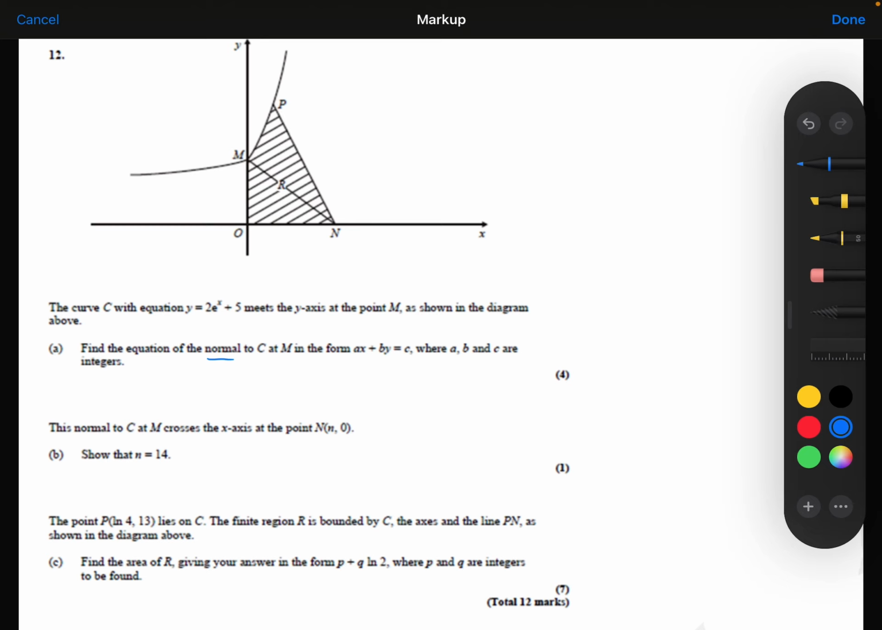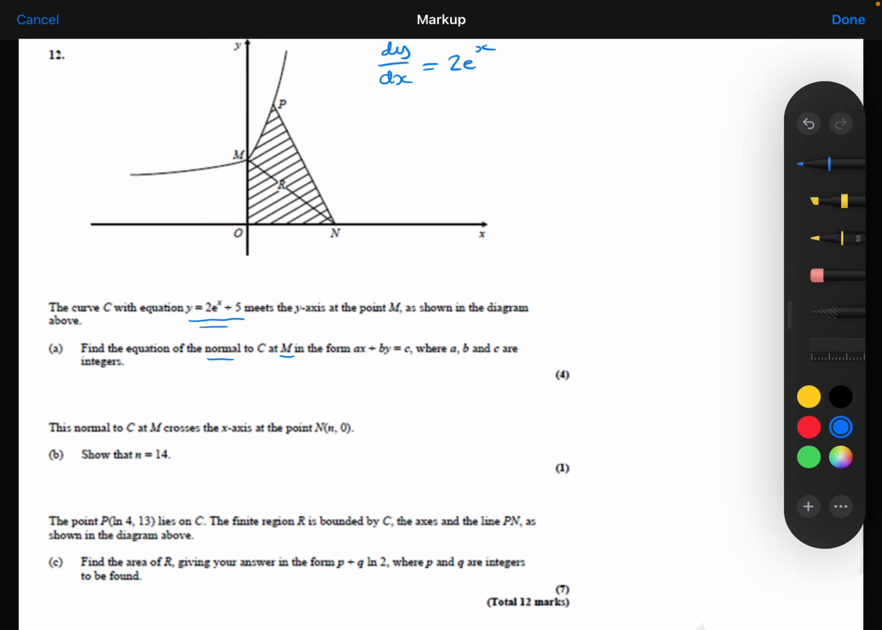So I first want to work out the gradient of the curve at point M. I can then do the negative reciprocal to get the gradient of the normal, and then do y equals mx plus c. So let's first get the gradient of the curve at that point. To do that, I'm going to differentiate. Differentiating the 2e to the power x is 2e to the power x. Differentiating the 5 will be 0. So my gradient function is 2e to the power x.